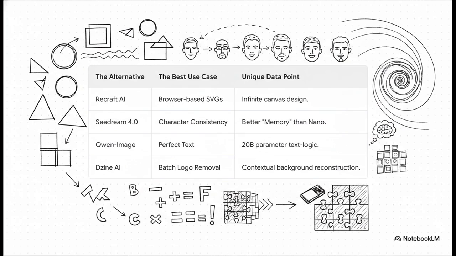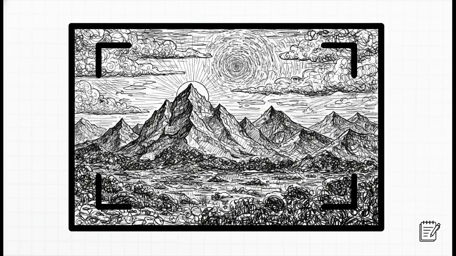You see how each one has a very specific job? Recraft has its design canvas, Seedream has character memory, Qwen nails the text. This right here is the whole philosophy of building a pro toolkit. First up in this category is the one you've definitely heard of, Midjourney.